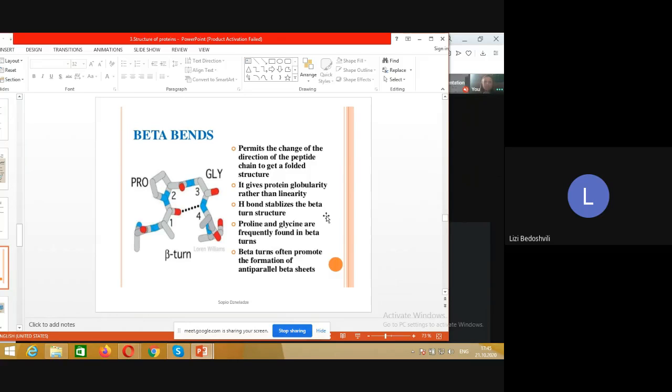It permits the change of direction of the peptide chain to get a folded structure. It gives protein globularity rather than linearity. H bonds stabilize the beta turn structure. Proline and glycine are frequently found in beta turns. Beta turns often promote the formation of antiparallel beta sheets. Okay, is it clear? Yes.